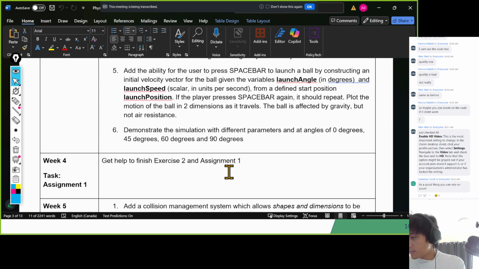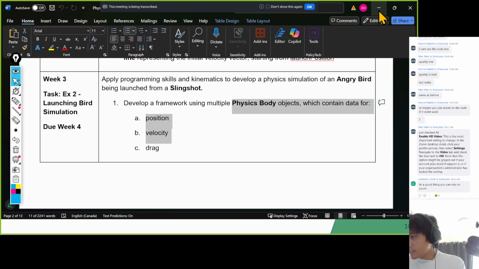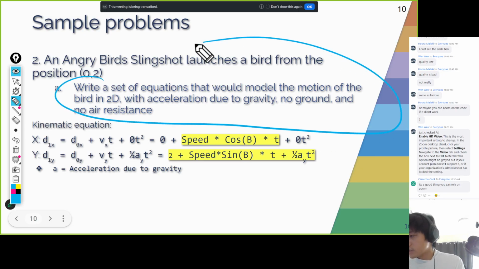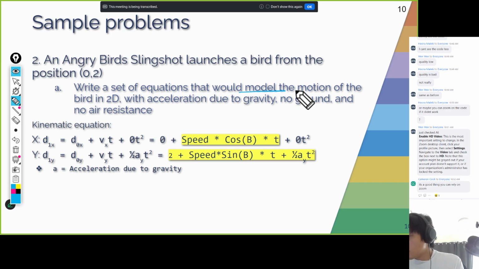Okay, so to do all of this, we are going to need to understand the mechanics here first. So let's write a set of equations that we can turn into code easily that model the motion of a bird in 2D when launched with a constant acceleration due to gravity, no air resistance, a certain starting position, and a certain starting velocity. Like we did before with the speed and b representing our angle.